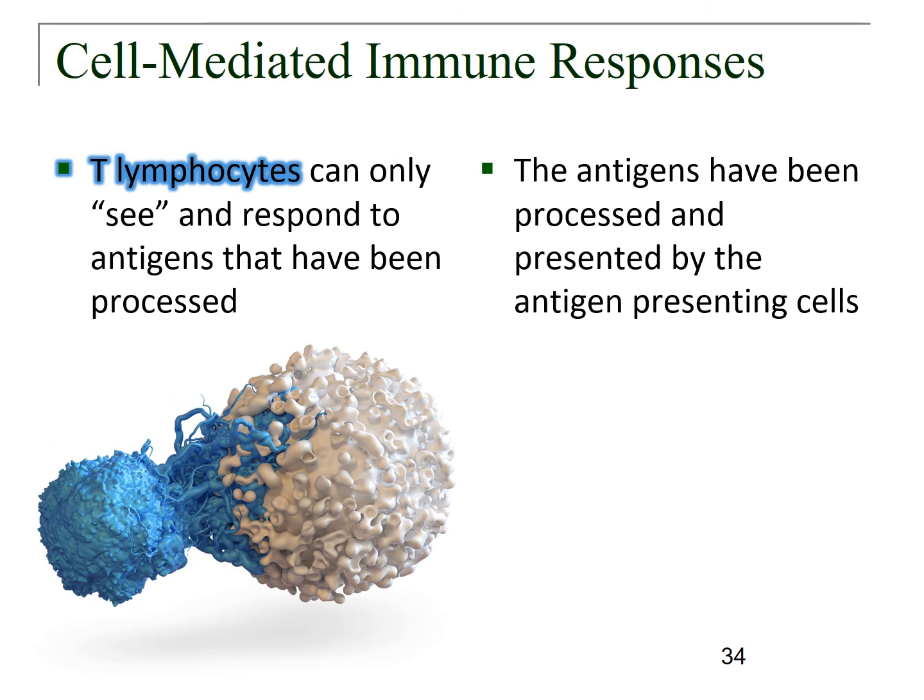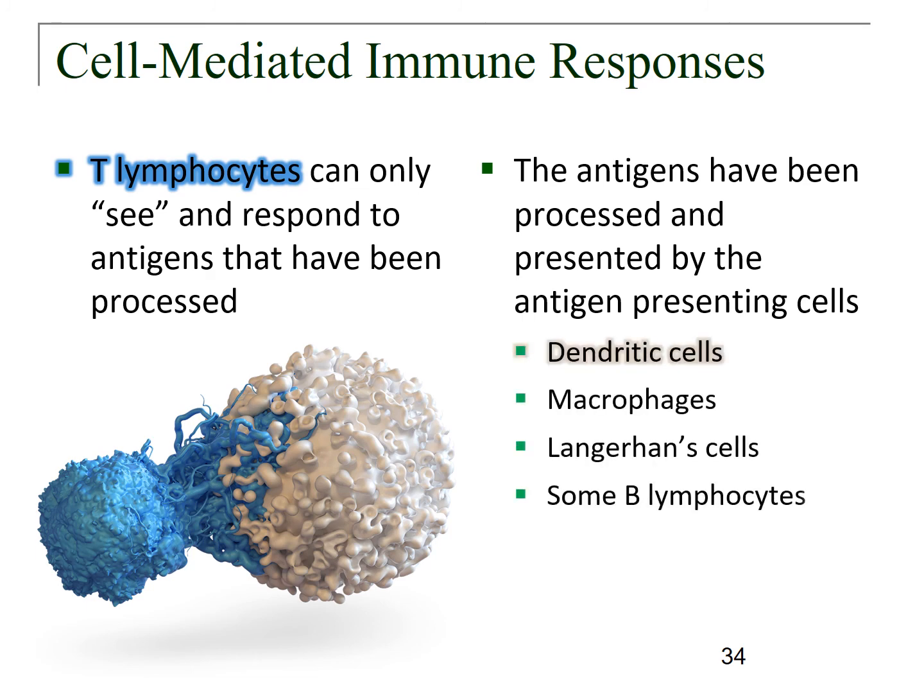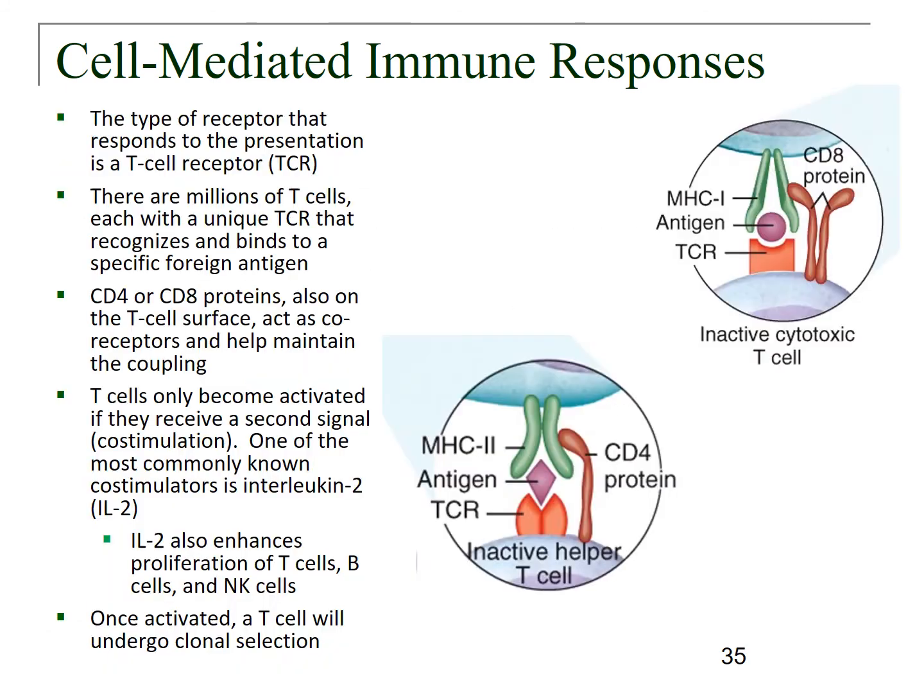T lymphocytes, and you see the T lymphocyte in blue beneath here, can only see and respond to antigens that have been processed. By that, I mean antigens that have been presented by the antigen-presenting cells. So dendritic cells, and you're going to see one pictured here, that cream-colored cell. Dendritic cells are one type of APC, and so are macrophages, Langerhans cells, and again, some B lymphocytes. The type of receptor that responds to a presentation by the APC is called a T cell receptor.